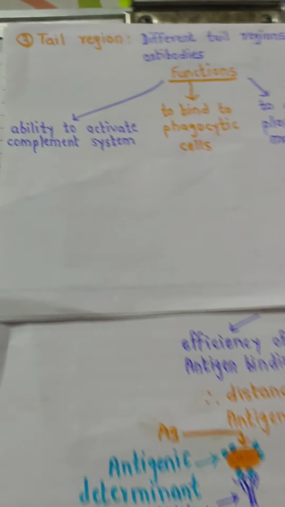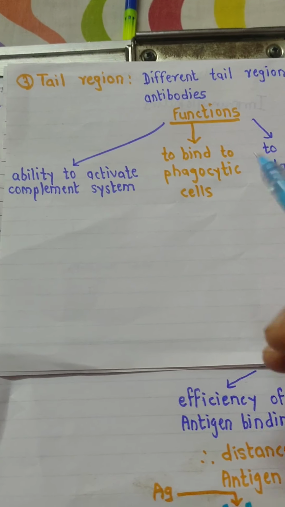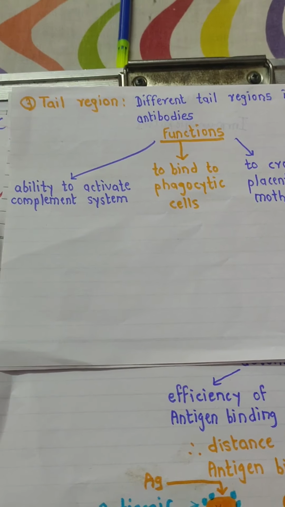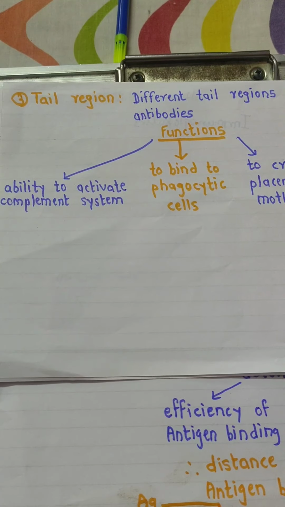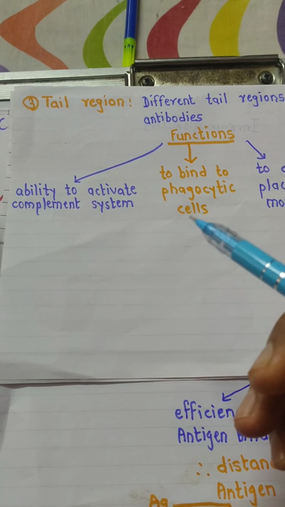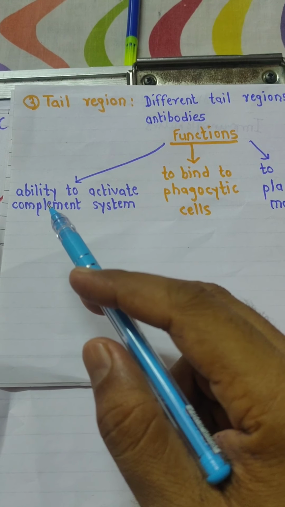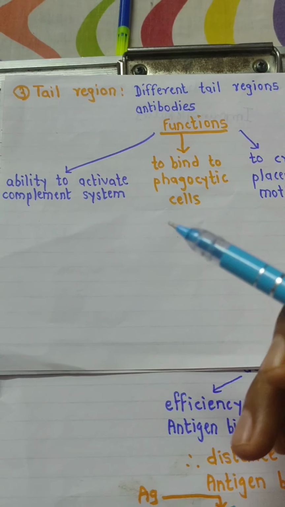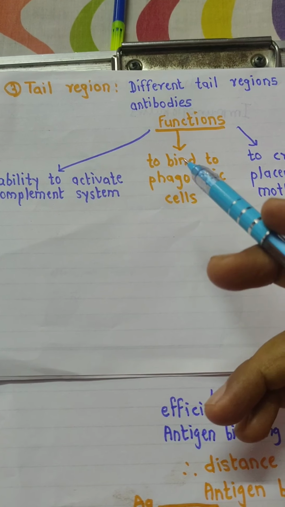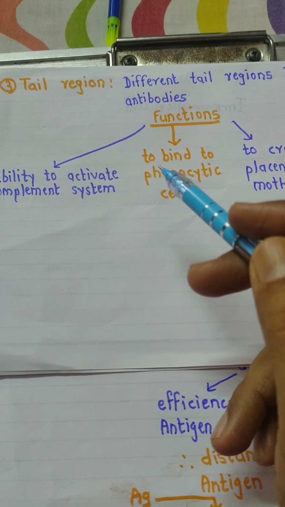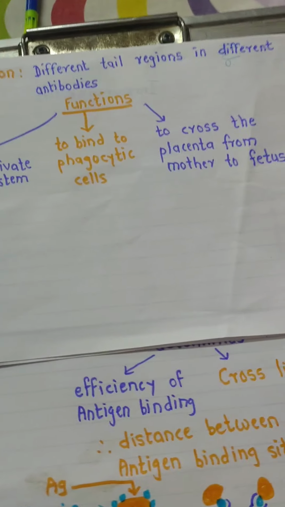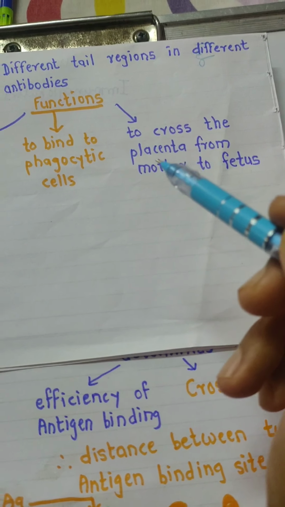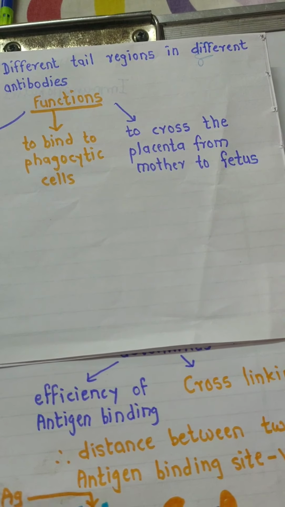And the last point is the tail region. What is the importance of the tail region? Different tail regions are present in different antibodies. Then what is the function of these different tail regions? It gives the ability to activate the complement system in some immunoglobulins. In some immunoglobulins, it helps to bind to the phagocytic cell, and in some it may help to cross the placenta from mother to fetus.